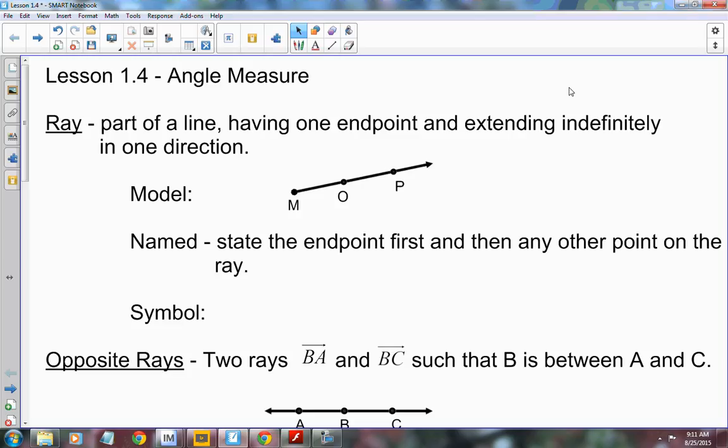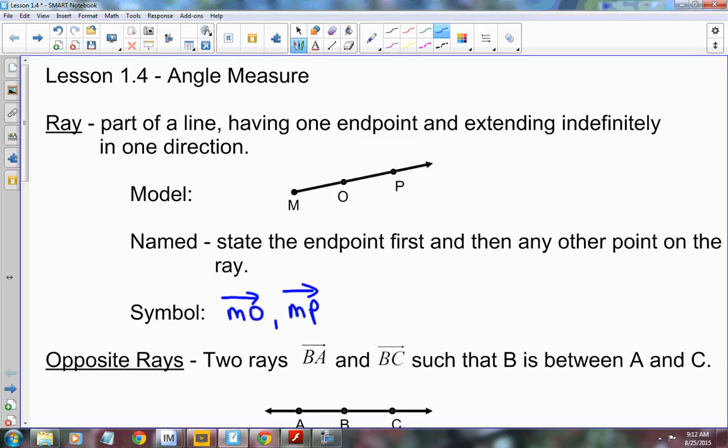Here's a picture of a ray. We've got this ray MO. You could also name it ray MP. You have an endpoint and then it extends indefinitely. And when you name it, you always have to use the endpoint first, and then you can use any other point that lies on the ray. And then you have to put a little mini ray on top of it. So I could name this ray MO, and I put a little mini ray on top. I could also name it ray MP.